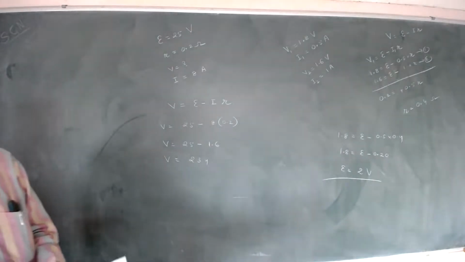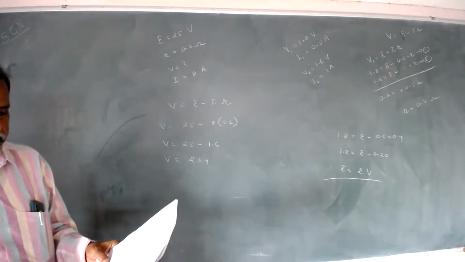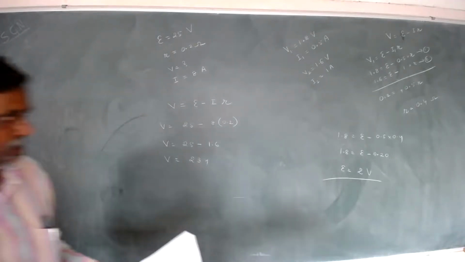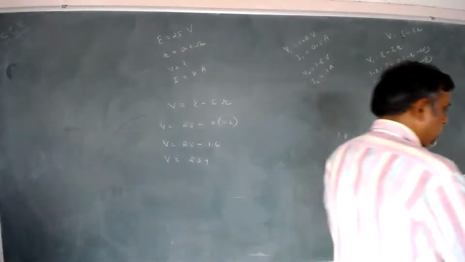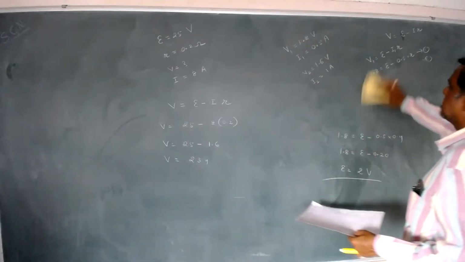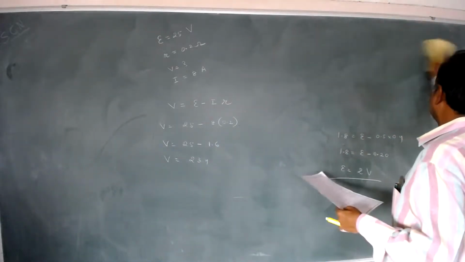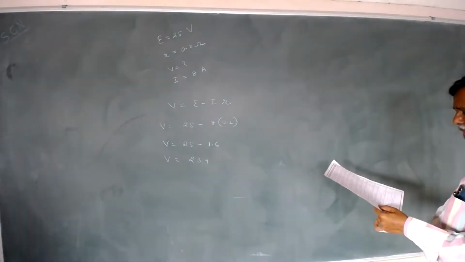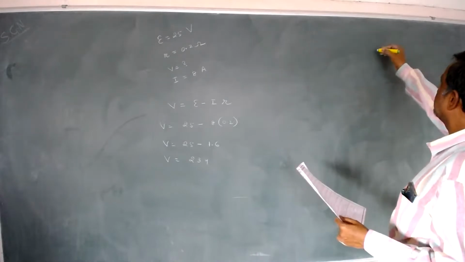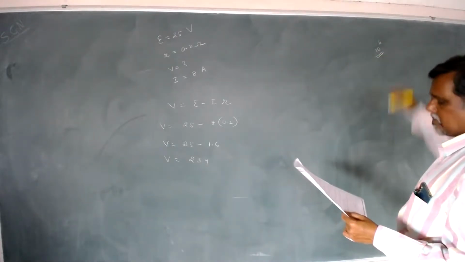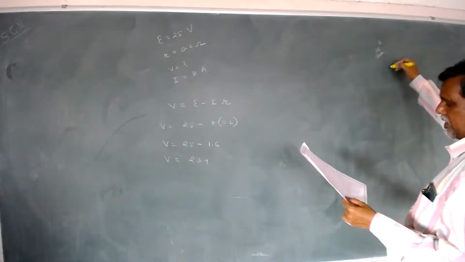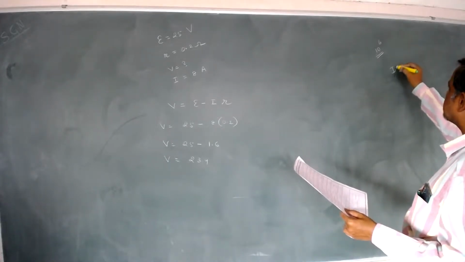Next question number 56. 1 million electrons are passing through a cross section of a conductor in 1 millisecond. What is the current through the conductor? Okay, so look at this. 1 million electrons, 10 power 6, are passing through a cross section of a conductor in 1 millisecond. What is the current passing through it?